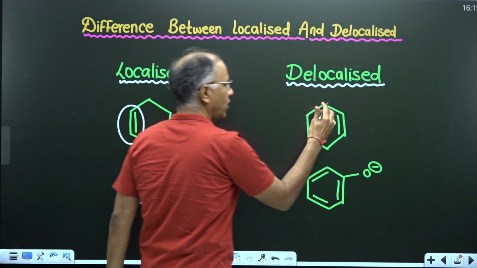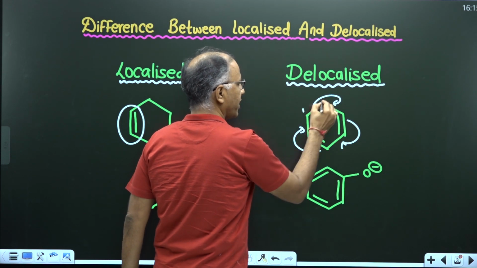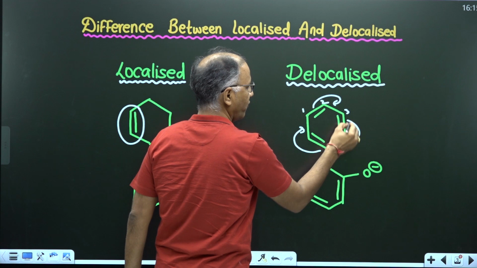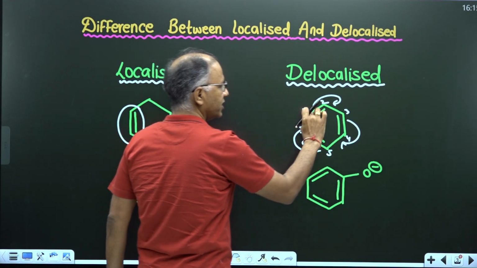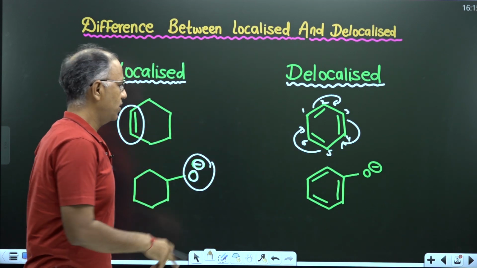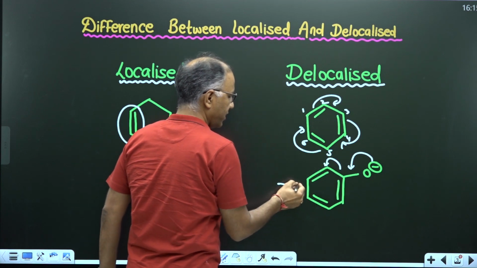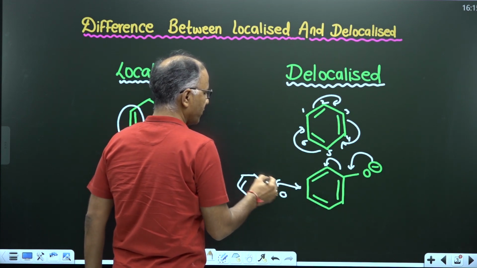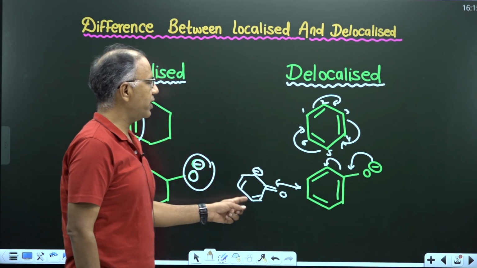Now this is known as delocalized because this pi bond is moving across 1, 2 to 2, 3, 3, 4, is moving across 4, 5. Similarly, 5, 6 is moving across 6, 1. This pi bond moves across different carbons, therefore they are known as delocalized. Now this lone pair is moved from oxygen to carbon. Let us assume these electrons move and shift toward carbon. Now this is known as delocalized.